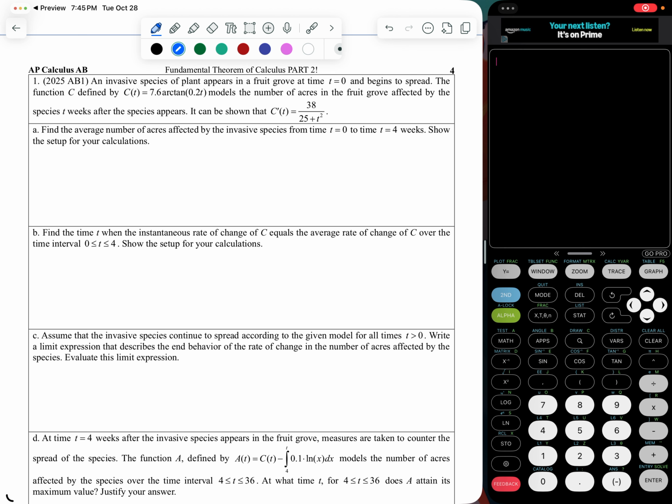All right, so we have an invasive species, and it gives us that the function for that invasive species is C of t equals 7.6 arctangent of 0.2t. And it also gives us the derivative C prime of t. That was very nice of them to give us the derivative, especially since we don't technically know the derivative of inverse tangent yet in terms of transcendental functions. But lucky for us, this is a calculator active problem, so you don't really need to know that.